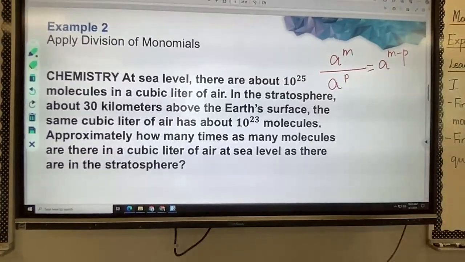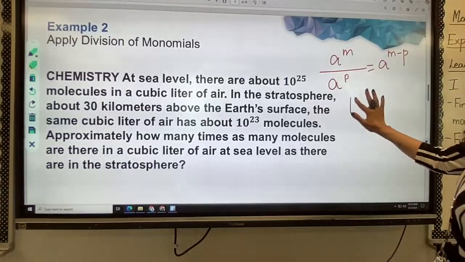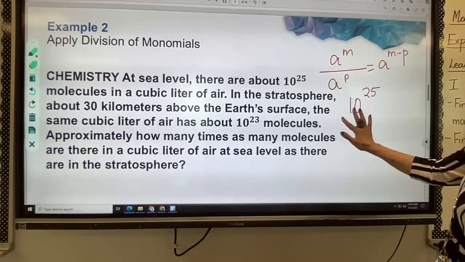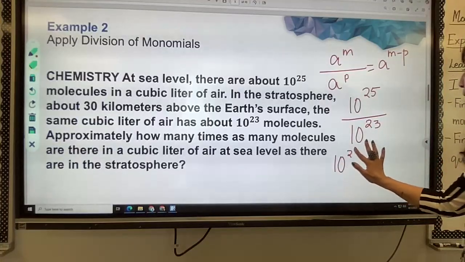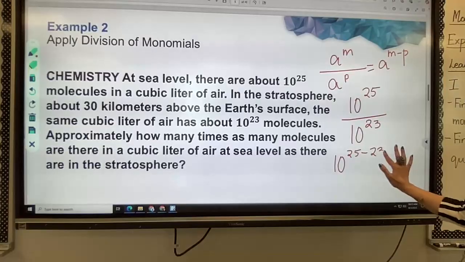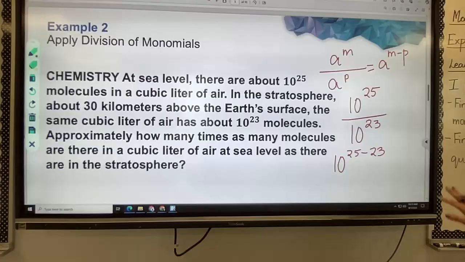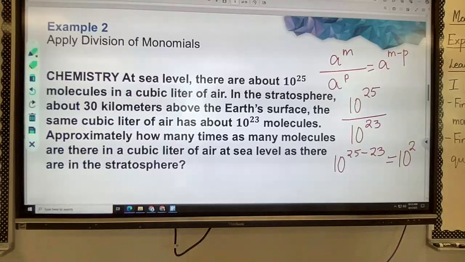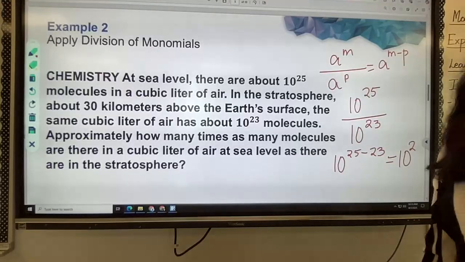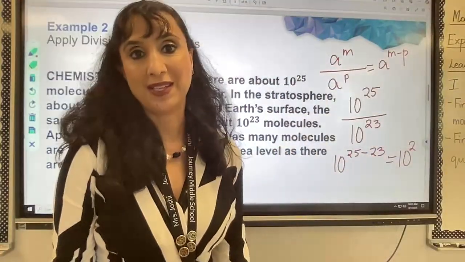So when I look at this one, I have 10 to the power 25 over 10 to the power 23, which is 10 to the power 25 minus 23. So these are my exponents, and I'm left with 10 squared, which is 10 times 10. And that gives me my answer as 100. So there are about 100 times as many molecules in a cubic liter of air at sea level as they are in the stratosphere. And that's basically what this means, okay?